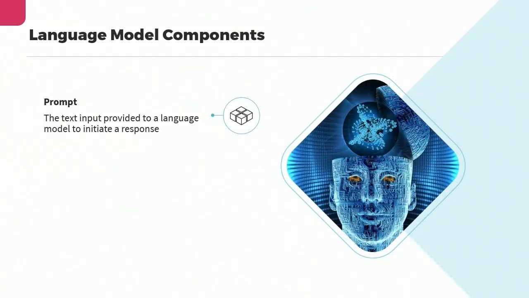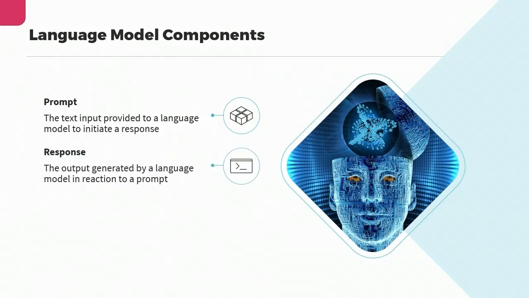A prompt is the text input provided to a language model to initiate a response. By giving the model a starting point, the prompt guides the model to generate relevant and contextually appropriate output, whether it's answering a question or continuing a sentence. And a response, then, is the output generated by a language model in reaction to being given a prompt. Depending on the model's training and the provided prompt, the response can range from a single word to several paragraphs of text that maintain context and coherence.